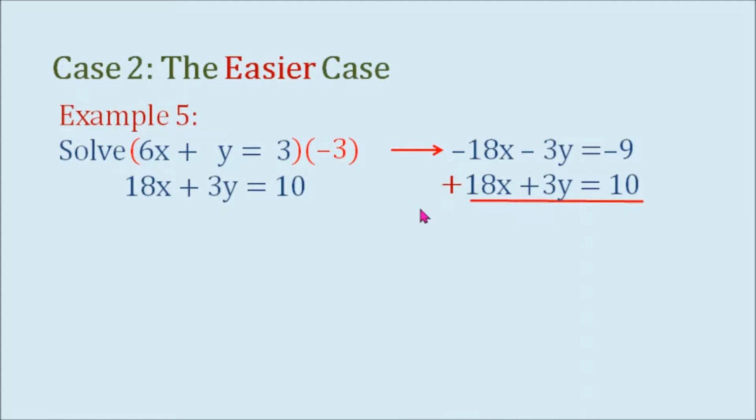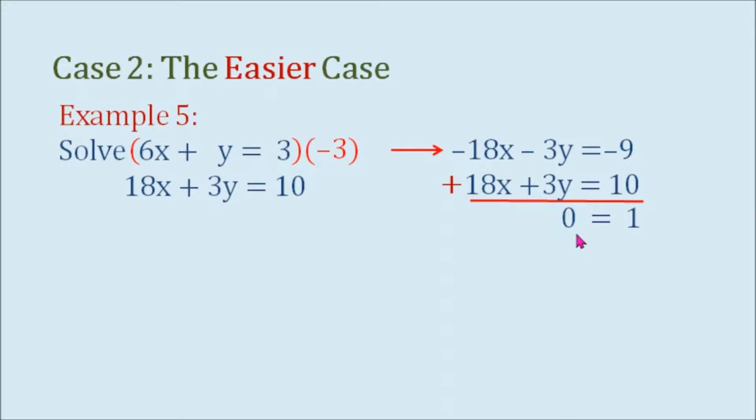Now adding the two equations, we have -18x plus 18x is 0, -3y plus 3y is also 0, -9 plus 10 is 1. So we have 0 equals 1. So we only wanted to eliminate x, but eventually y has also been eliminated. So if this would be the case, 0 equals a number. It's not 0 equals 0.